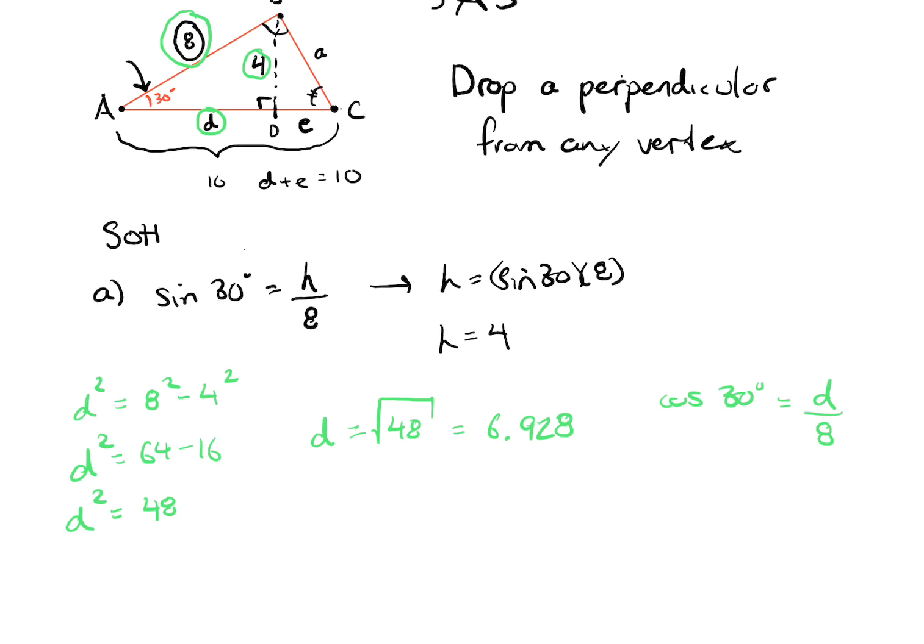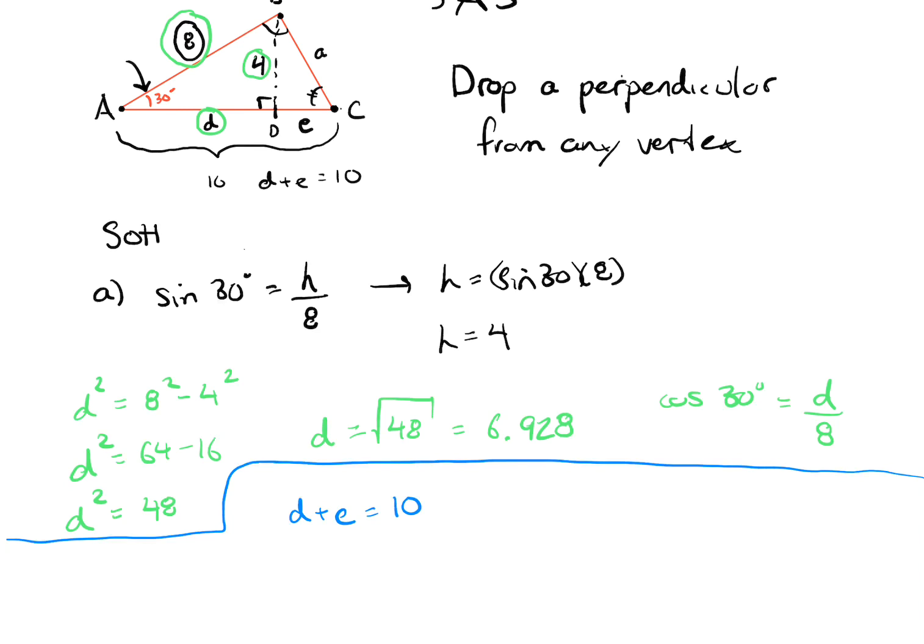Now that you have D, you can solve for E. And you can solve for E quite easily because you know from the partition here that D plus E equals 10, right? And you know D now. So that means E is equal to 10 minus D, which is 6.928. So E is equal to 3.072. Now that's helpful because now go back up to the drawing.